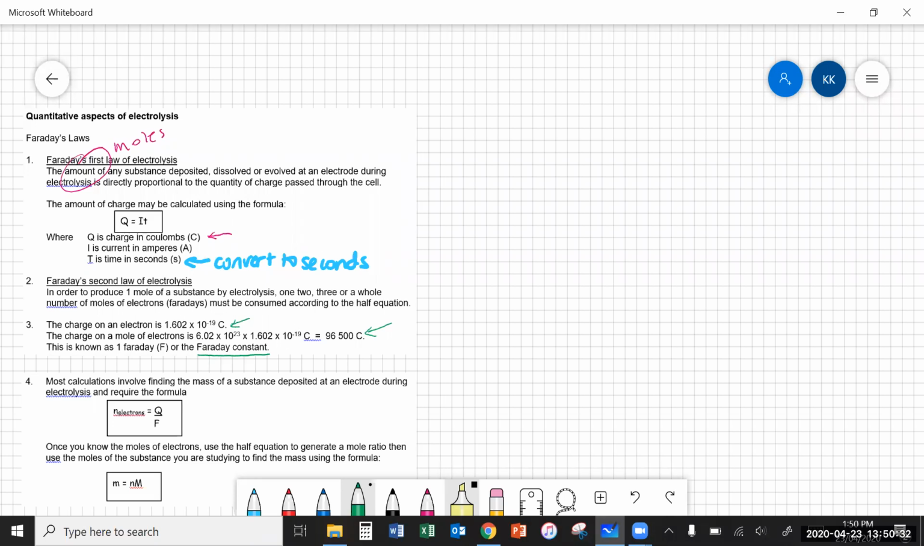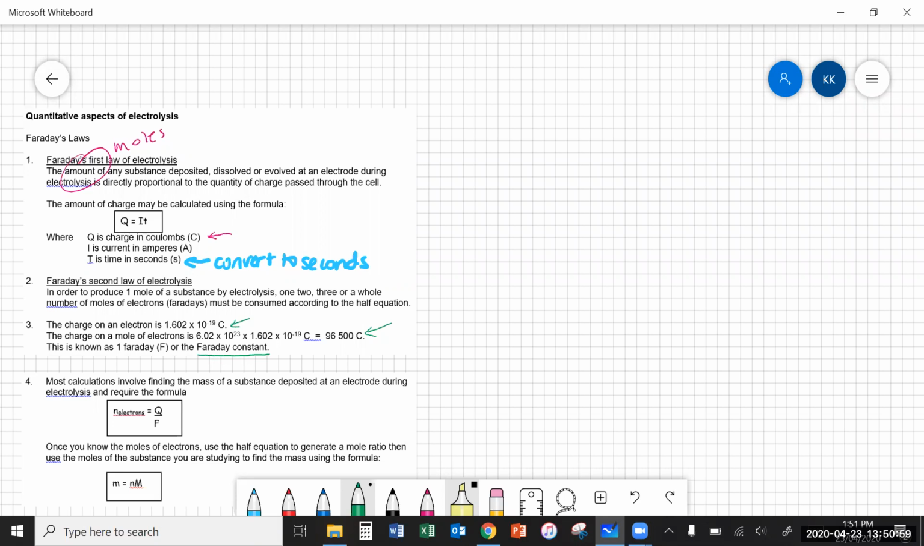Faraday's second law of electrolysis says that if you want to produce 1 mole of substance by electrolysis, you've got to have a whole number of moles of electrons being used up. So you can't have 1 mole of substance being produced by 0.5 moles of electrons. It has to be a whole number.